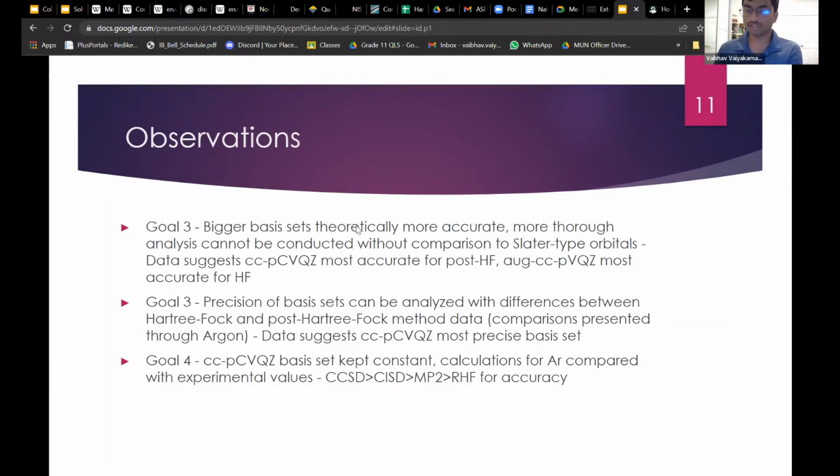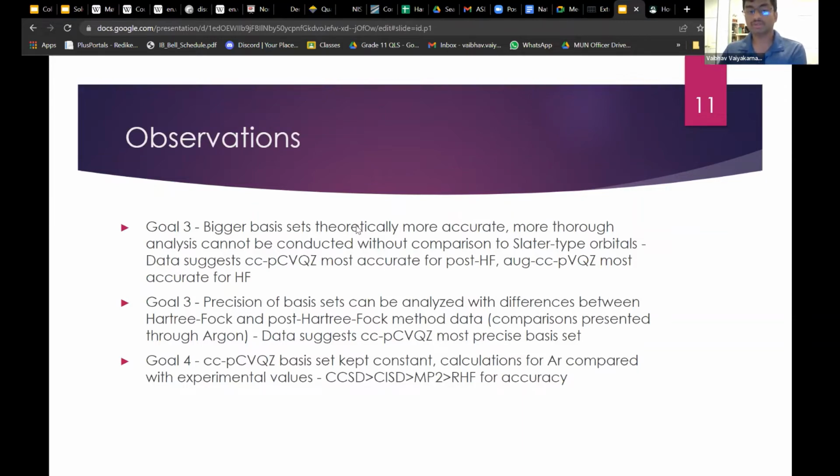Theoretically as well, CCPCVQZ is directed towards post-Hartree-Fock calculations, and it's the biggest on our list as well. So it made sense for that to be the most accurate when compared to the experimental data. Interestingly, for restricted Hartree-Fock, we actually got another big basis set nonetheless, but it was interesting to see that the basis that we got for that to be the most accurate was different. So we have to investigate why we may have gotten different results for which may be the most efficient basis set in terms of accuracy.